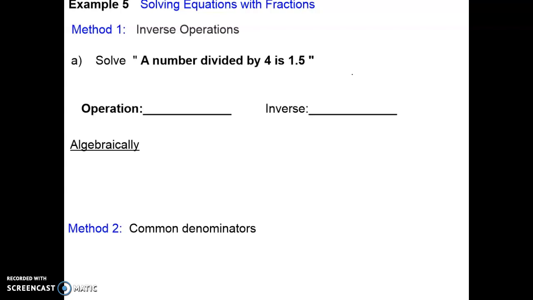We're going to move on now to example 5, solving equations with fractions. Method 1, we're going to use inverse operations. So our equation is a number divided by 4 is 1.5. So we have a number, which is x divided by 4, is equal to 1.5. So our operation is dividing by 4. So the inverse then would be multiplying by 4.